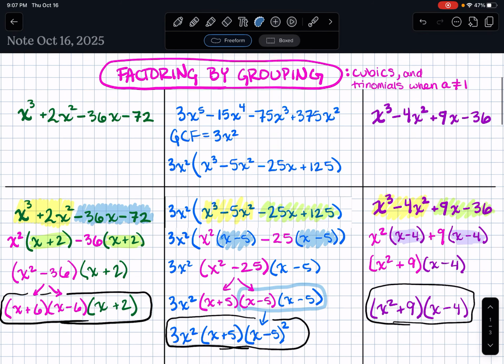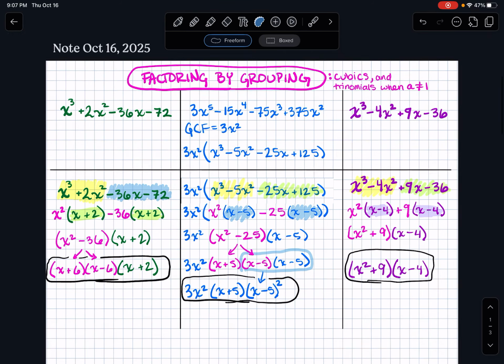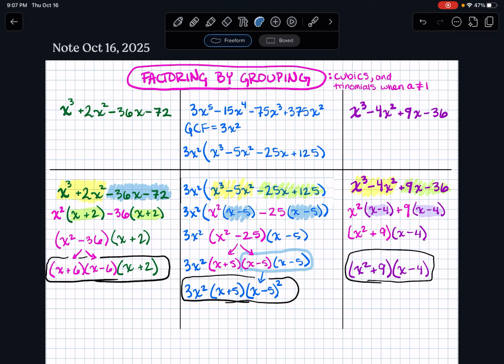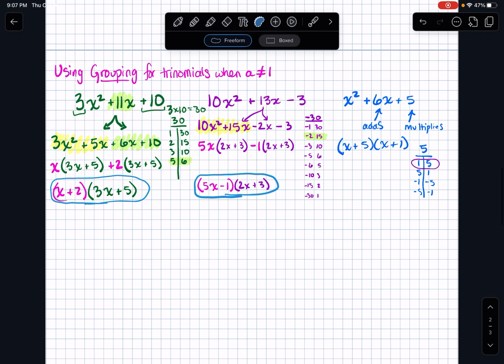So the time when you will need to use this is with cubics. But it's nice to apply this strategy to difficult Algebra 1 problems like trinomials when a is not 1. Because it can give us a reliable procedure to figure out the two factors.